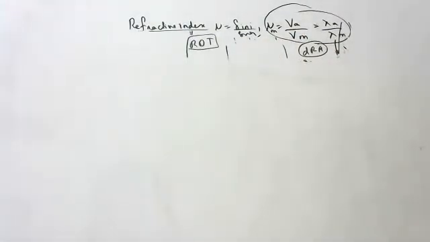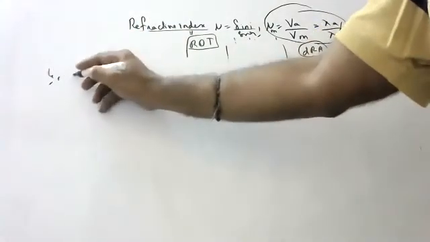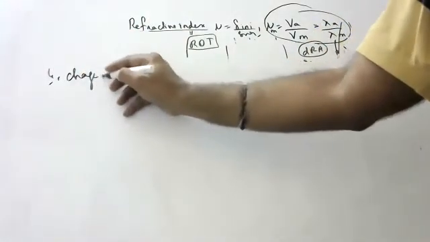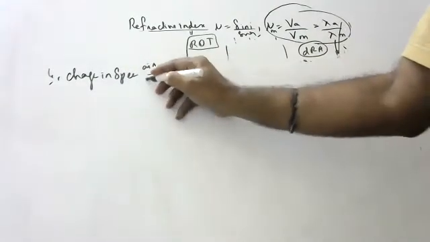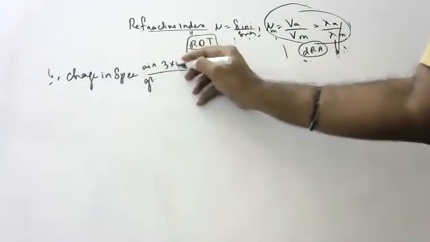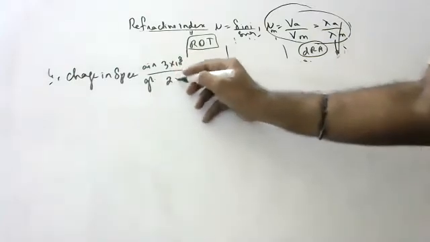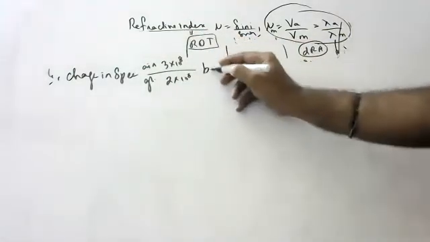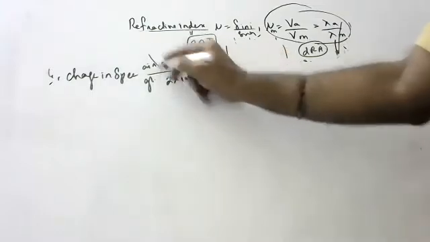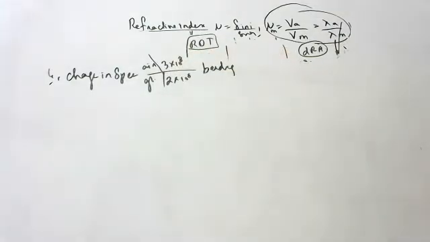Next question. What is the cause of refraction? The changing speed of light. When it enters from air to glass, in air it goes at 3 × 10^8 m/s, but in glass it will go at 2 × 10^8 m/s. Due to the sudden change in speed when it enters from one medium to another medium, bending occurs.